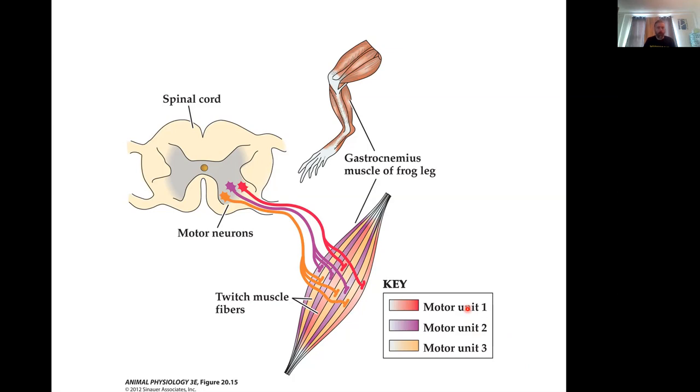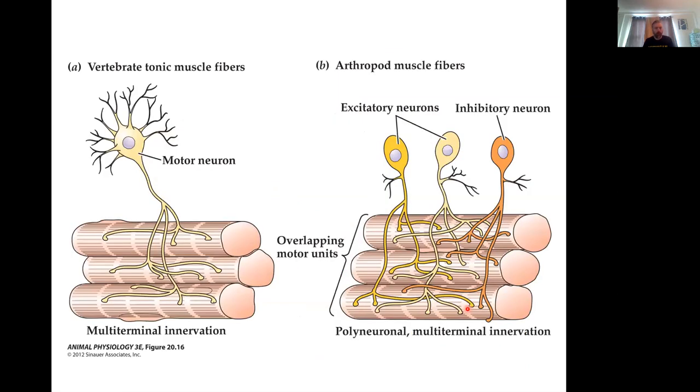The way motor units work is a little bit different in invertebrates. So here's an unusual example of a vertebrate motor unit: one motor neuron and its 3 muscle fibers. Here, the way it works in invertebrates, so you have an arthropod in this particular case, we have what are called overlapping motor units, where we've got 2 that are excitatory and 1 here that's inhibitory.